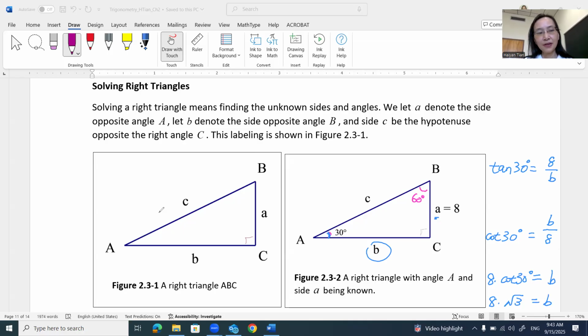But if you want to write in decimal form, square root of 3 is 1.7 something. So then you can get a decimal form, 8 times the square root of 3. But right now we leave it as the exact length in this form of the irrational number. So that is the b.